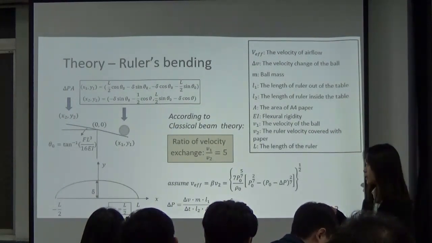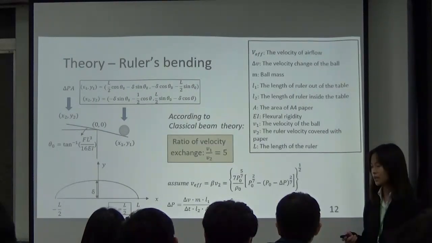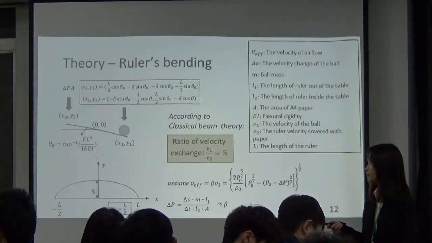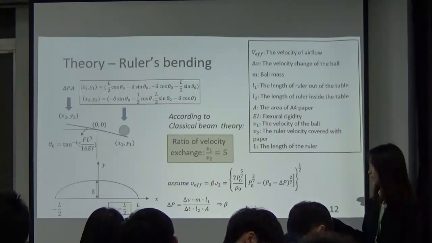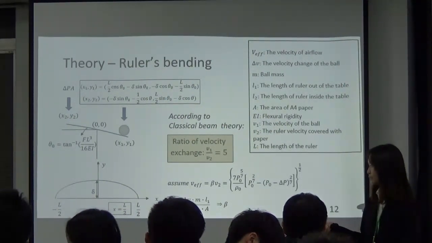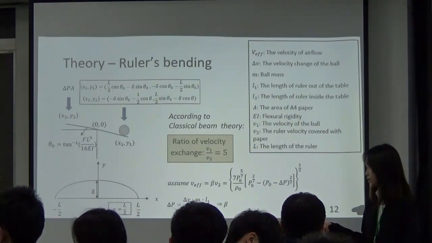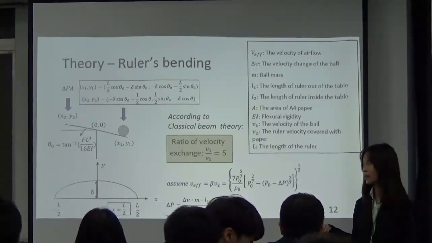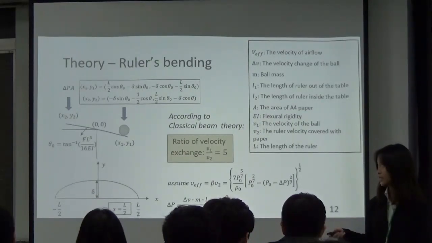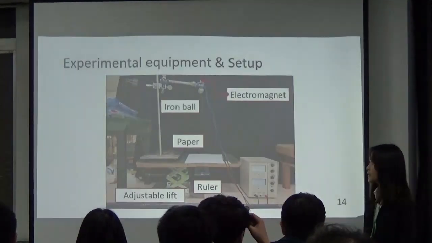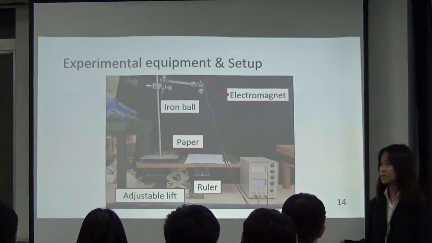And we can simplify the formula of the pressure change and the airflow velocity. We assume that the velocity of air is beta times V2. After we calculate the pressure change, we can get beta, so that we can calculate the effective velocity of the airflow. And for experiments, firstly, I'm going to talk about my setups.